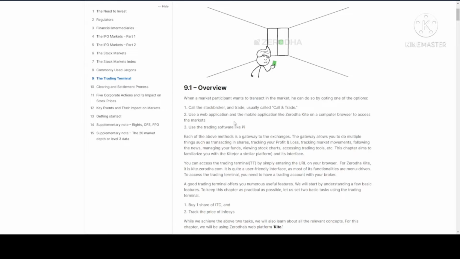पढ़ाई करना पढ़ाई, इसका बाद में देख लेंगे। Each of the above methods is a gateway to the exchange. The gateway allows you to do multiple things such as transacting in shares, tracking your profit and loss, tracking market movements, following the news, managing your funds, viewing stock charts, accessing trading tools, etc. This chapter aims to familiarize you with the Kite or similar platform and its interface.